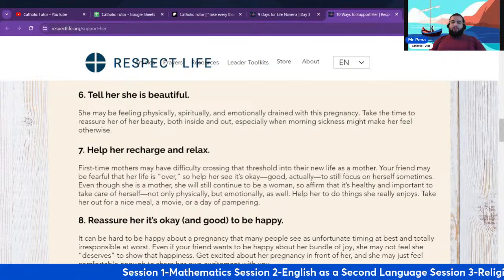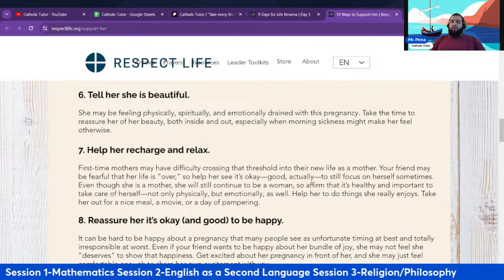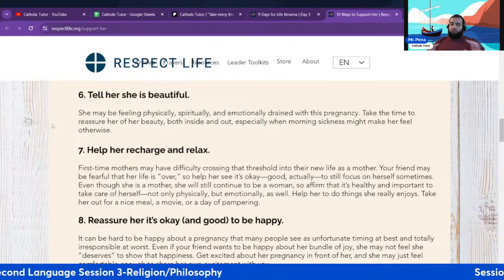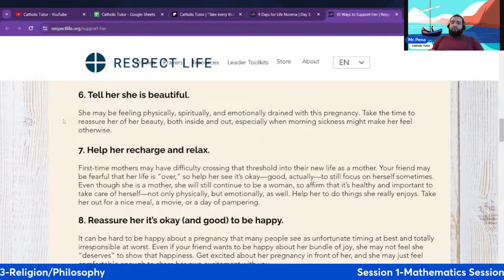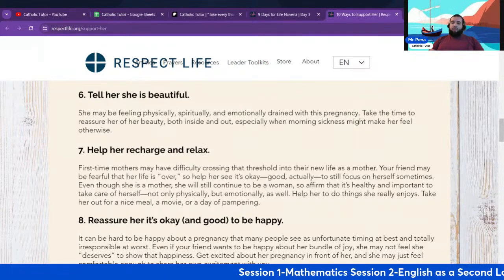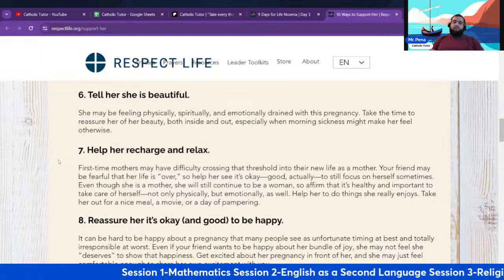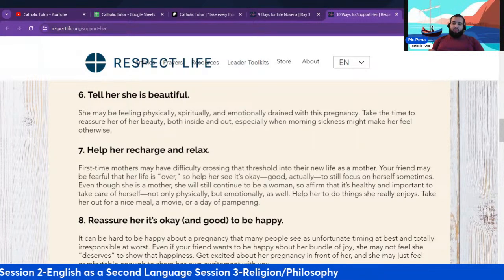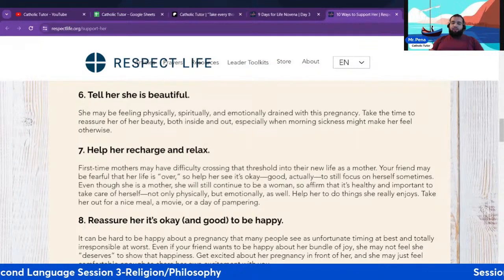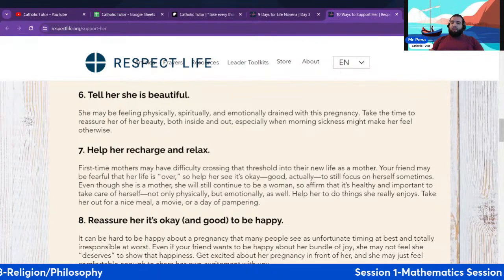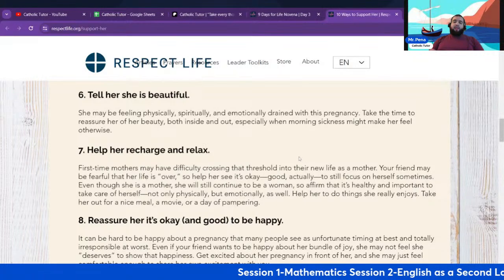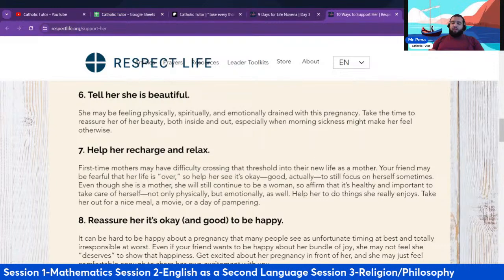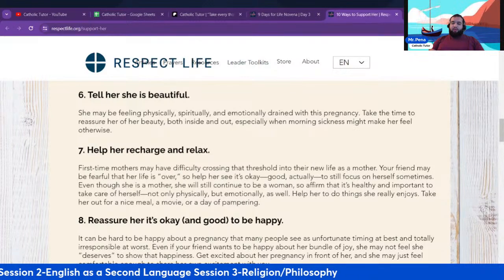First-time mothers may have difficulty crossing that threshold into their new life as a mother. Your friend may be fearful that her life is, quote, over, end quote. So help her see it's okay, good actually, to still focus on herself sometimes. Even though she is a mother, she will still continue to be a woman. So affirm that it's healthy and important to take care of herself, not only physically, but emotionally as well. Help her to do things she really enjoys. Take her out for a nice meal, a movie, a day of pampering.